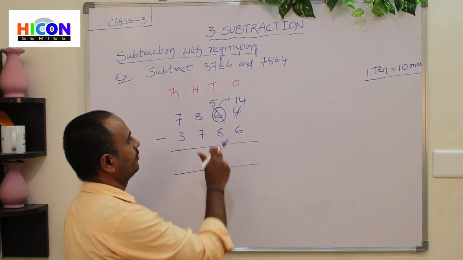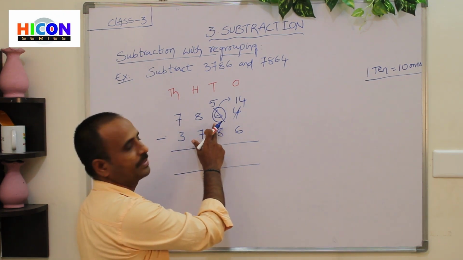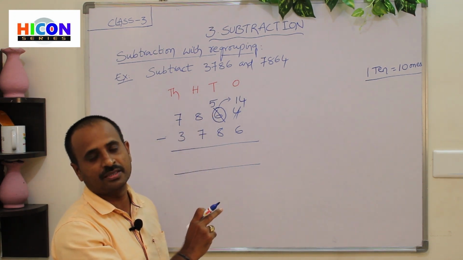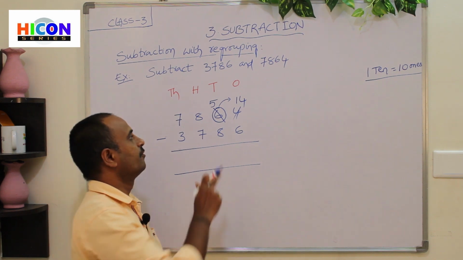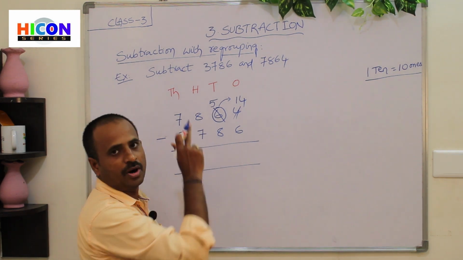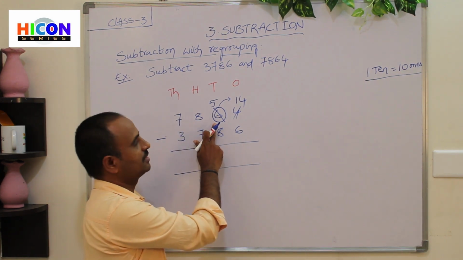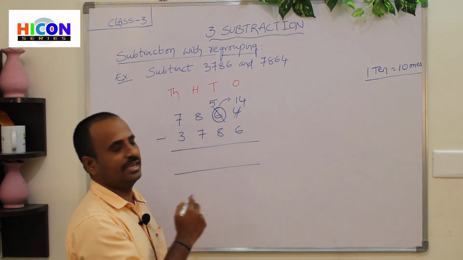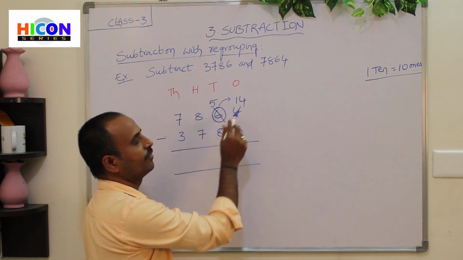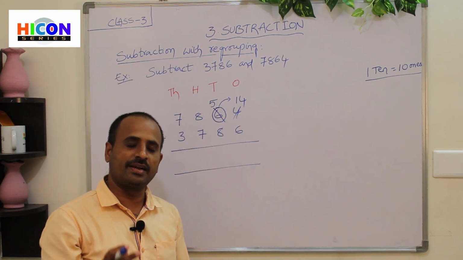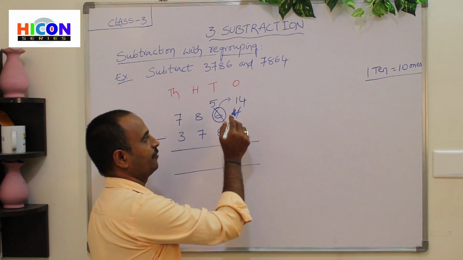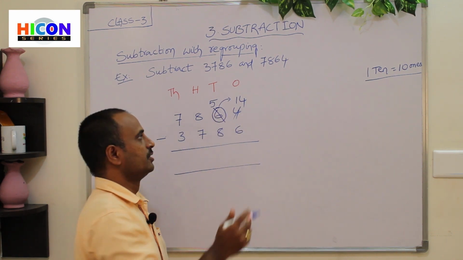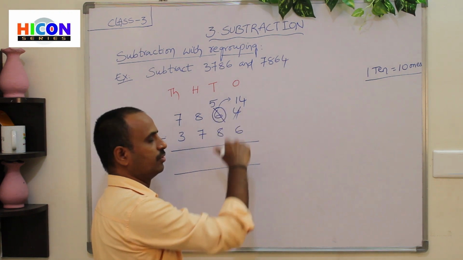So here we have to borrow from the next place. What is the next place? Tens place. There are 6 tens in the tens place, so borrow 1 ten from the 6 tens. Then 5 tens remain, so write 5 here. Next, the 1 ten carried to the ones place becomes 10 ones. Already there are 4 ones, and the total becomes 14 ones. So write 14 here. Now do the subtraction.